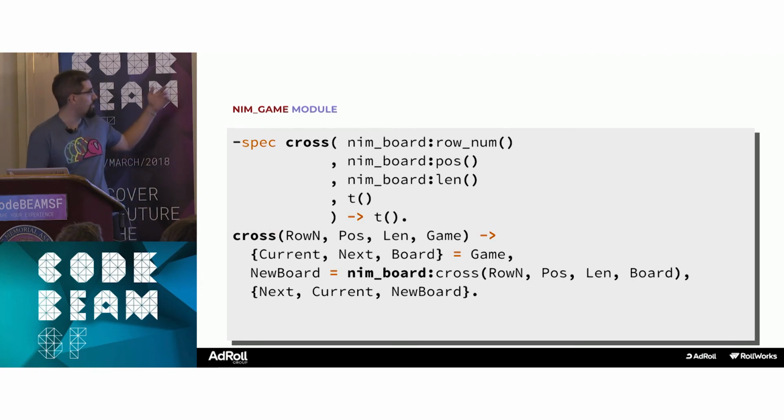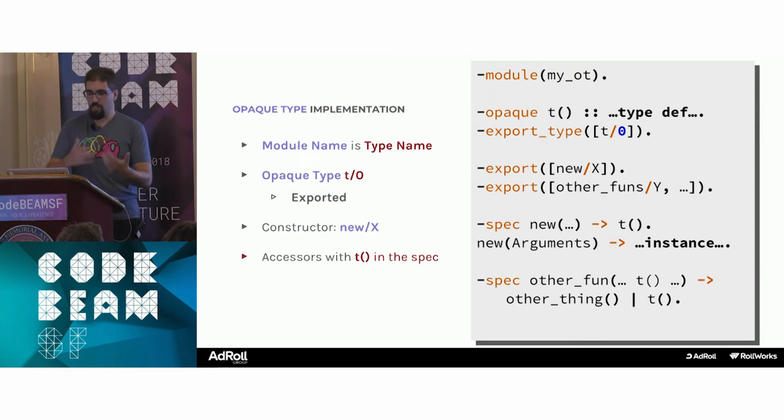And that goes for the cross function as well, it's the same. You see how I'm deriving. The game knows about next and current, but it doesn't know how to cross lines, so it's derived to the other module. And the general structure is that one.